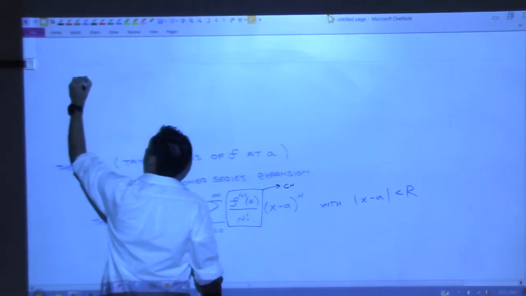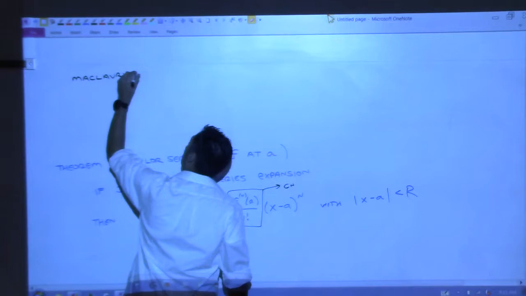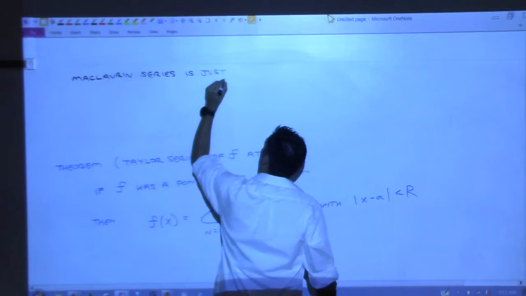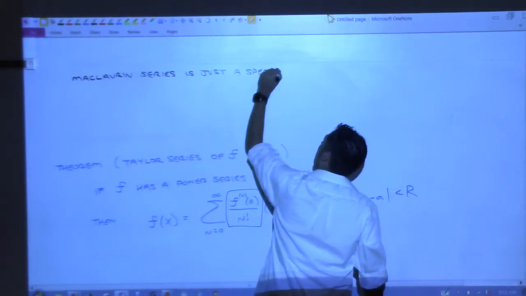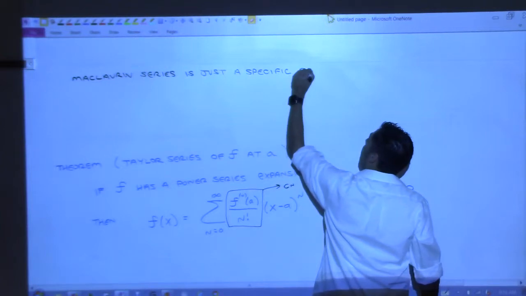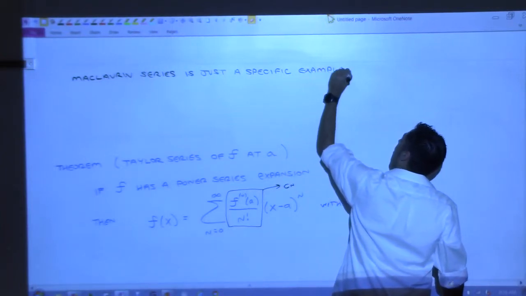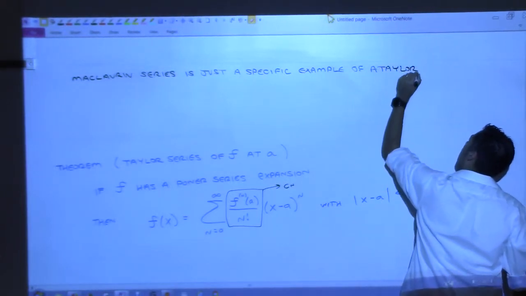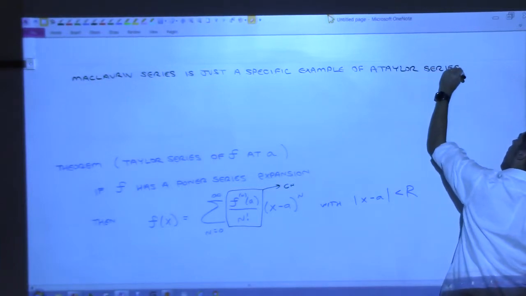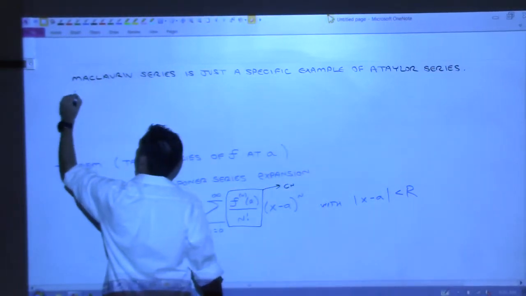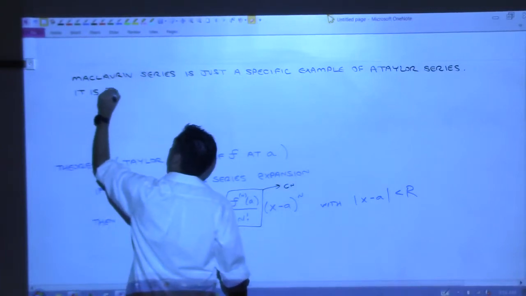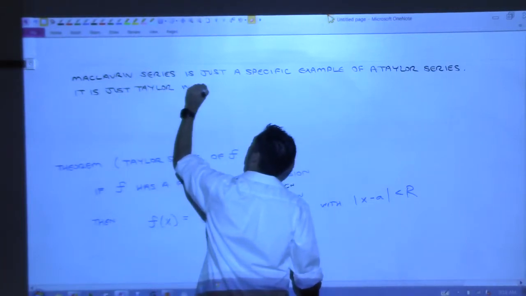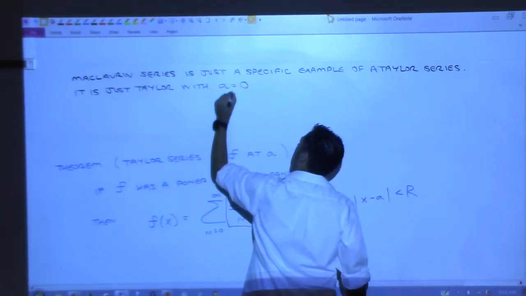A Maclaurin series is just a specific example of a Taylor series. It is just Taylor with a equal to 0.